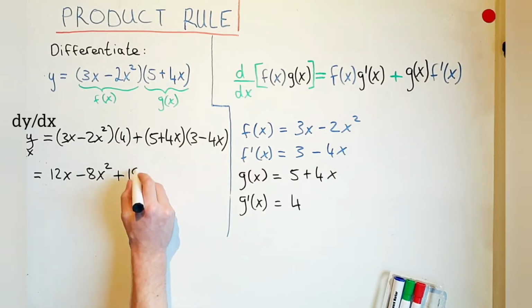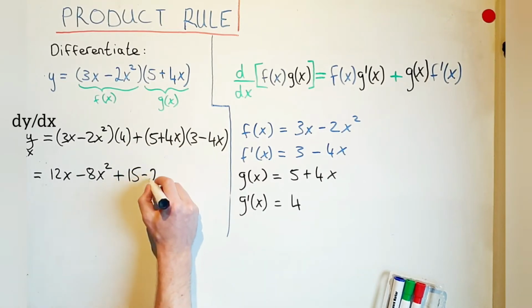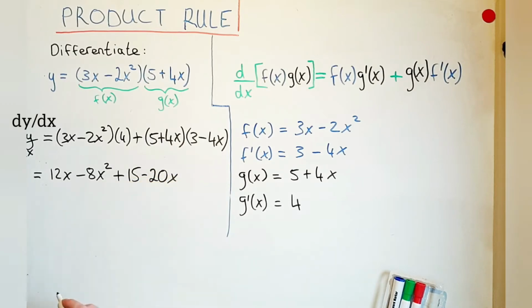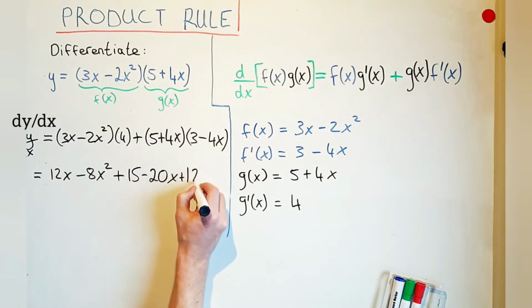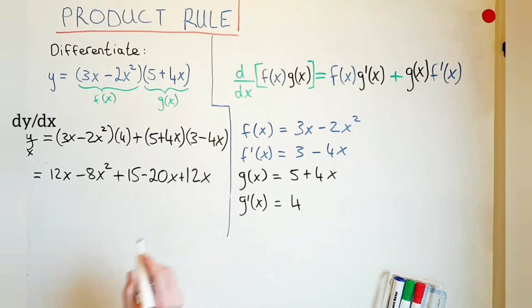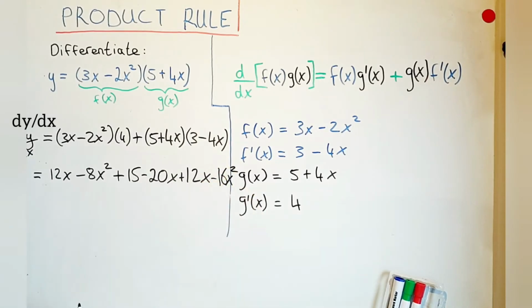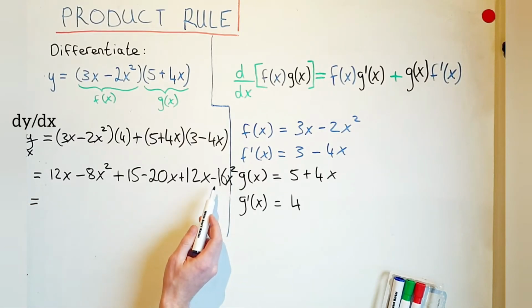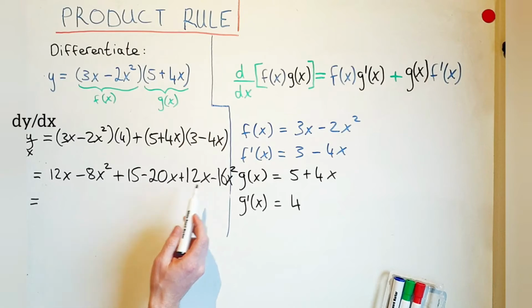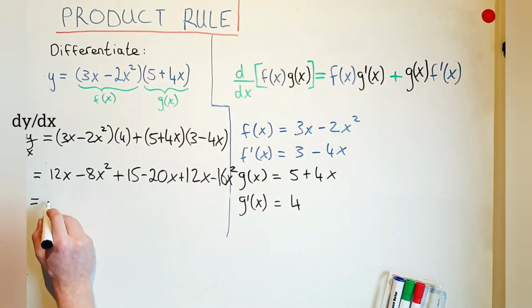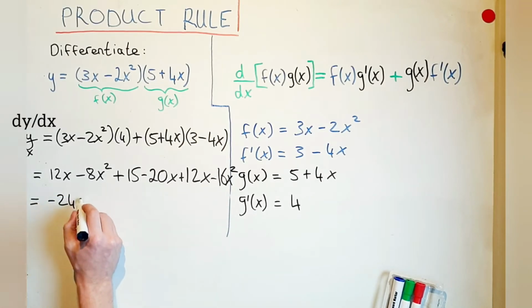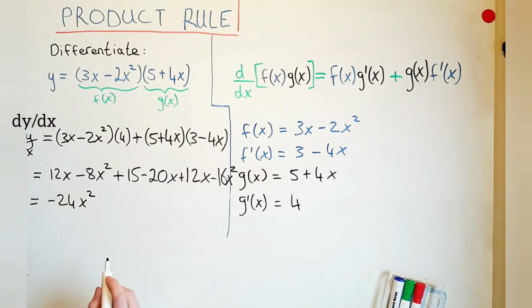We're going to have a 15, then a minus 20x, then a plus 12x, and a minus 16x squared. Continuing down, let's clean up our x squared first. So minus 16 and a minus 8. That's going to be minus 24x squared.